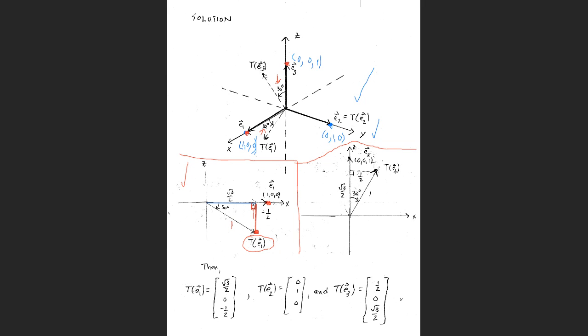So that's why the transformation of E1 is equal to √3/2, 0, -1/2. Transformation of E2 stays 0, 1, 0. And then the transformation of the E3 vector, by drawing another picture, this picture here, you can see it gets transformed to 1/2, 0, √3/2.